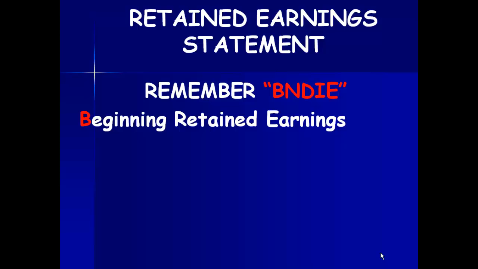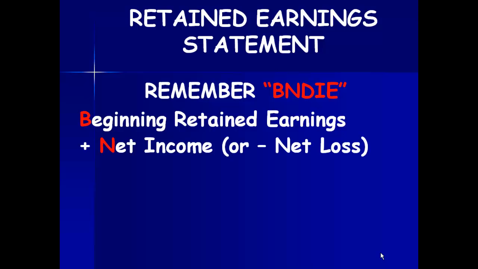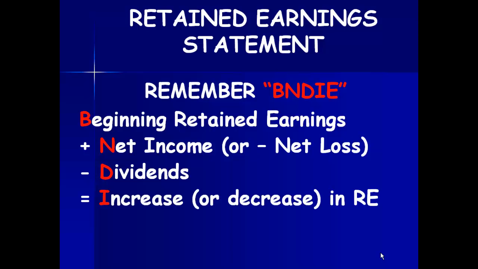The ending retained earnings. We're going to start with the beginning retained earnings. We're going to add in my net income, but if it is a net loss, I would subtract it. D says I'm going to subtract my dividends. Now, the next part of this is kind of the tricky part. I put I. Hopefully, I'm going to have an increase in retained earnings. However, depending on my figure, sometimes I have a decrease, and I'll show you an example of that.